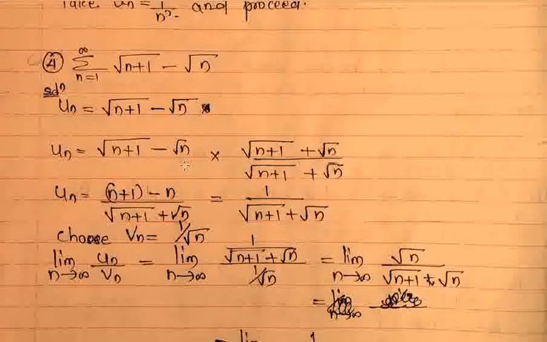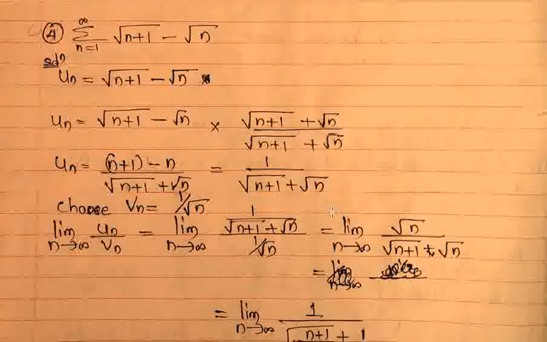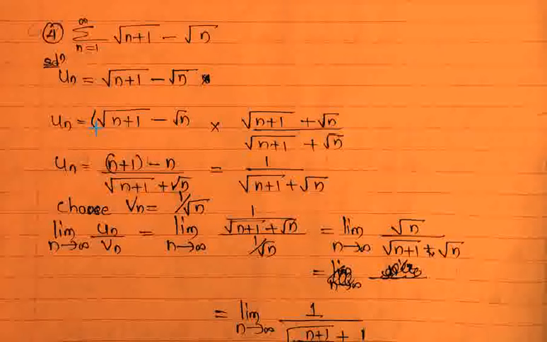Okay, and this can be rewritten as this. No, it can't be rewritten as this. We are multiplying by root n plus 1 plus root n. Why? Because root n plus 1 minus root n.